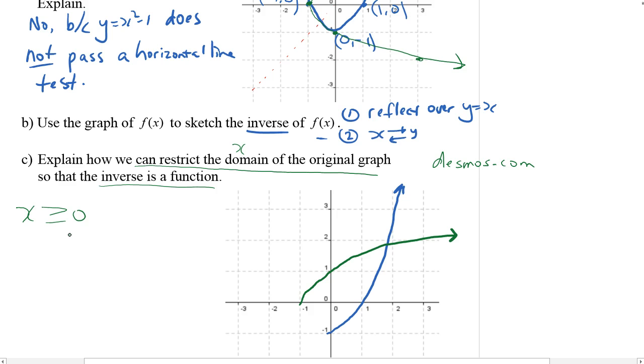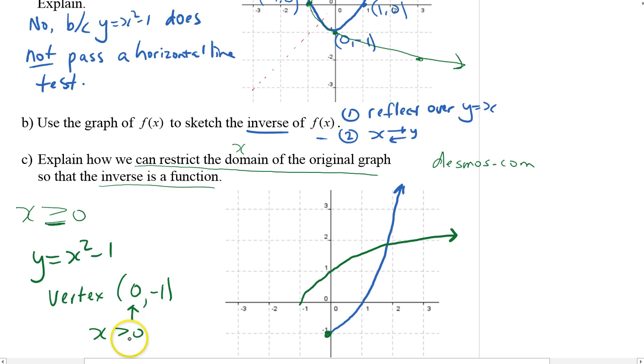You'll notice that in y is equal to x squared minus 1, the vertex of my original function was right there, at 0 comma negative 1. Whatever that vertex's x value is, when you restrict the domain, make it either greater than that or less than that. And we can include the 0, so you can say greater than or equal to 0.